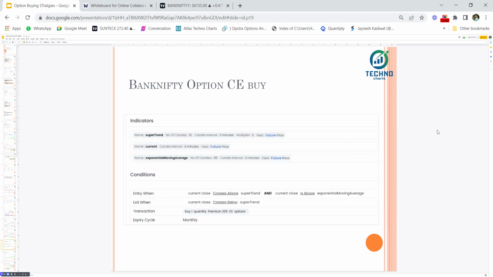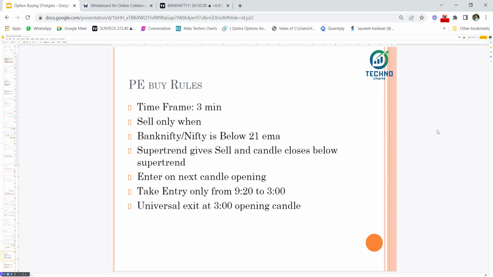The backtest of Bank Nifty is there in the description, you can download it. What are the PE buy rules? PE buy rules are exactly the opposite of CE buy rules, where the time frame that we are using is 3 minute. Sell only when Bank Nifty or Nifty is trading below the 50 MA, right? Now Super Trend gives us the sell signal and the candle closes below the Super Trend. We should be checking whether Bank Nifty is below the 50 MA during the sell signal. If it is not, then the indicator is not going to give us the sell signal. Enter on next candle opening, take entry only from 9:20 to 3, and the universal exit is at 3 p.m.